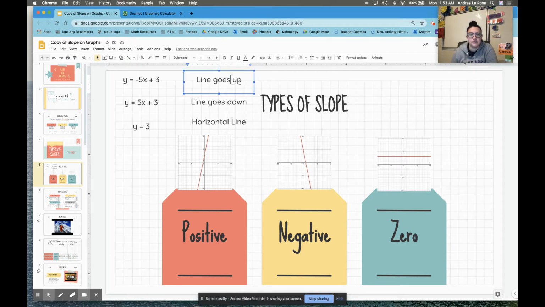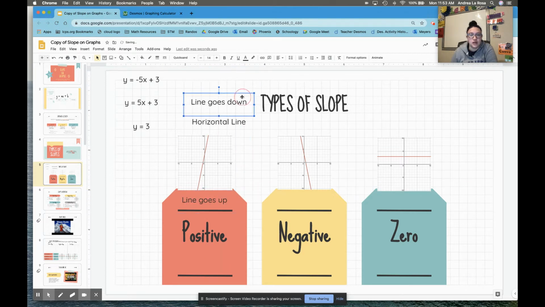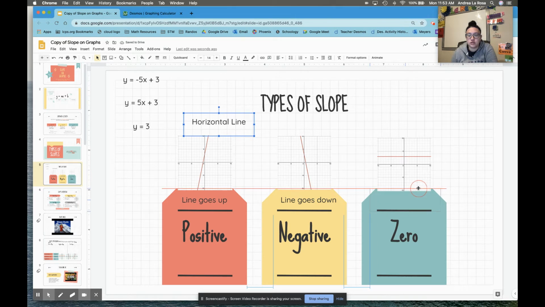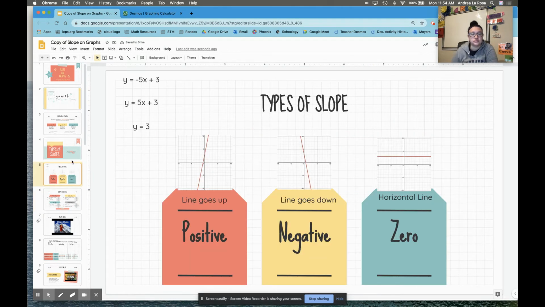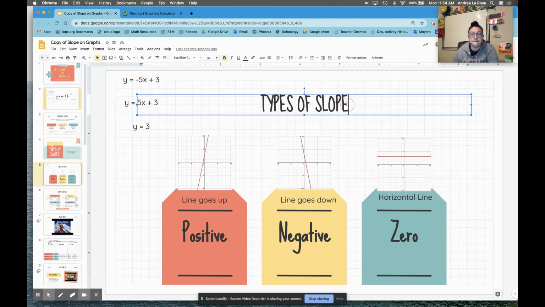So again, with a positive slope, our line goes up. With a negative slope, our line goes down. And with a slope of 0, we have a horizontal line. And then the equations again that go along with it. Remember, our slope is our m.